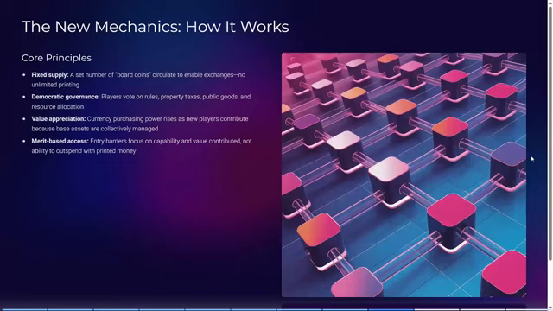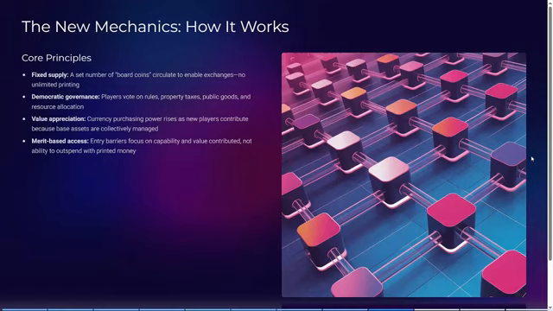So this would be the new mechanics and how it would work. The core principles. Because it's a fixed supply, a set number of board coins would circulate to enable exchanges between the players. So there's no unlimited printing. You would have a true democratic governance. And I'm not talking about democratic as far as political views. I mean the true definition of where the players vote on the rules.